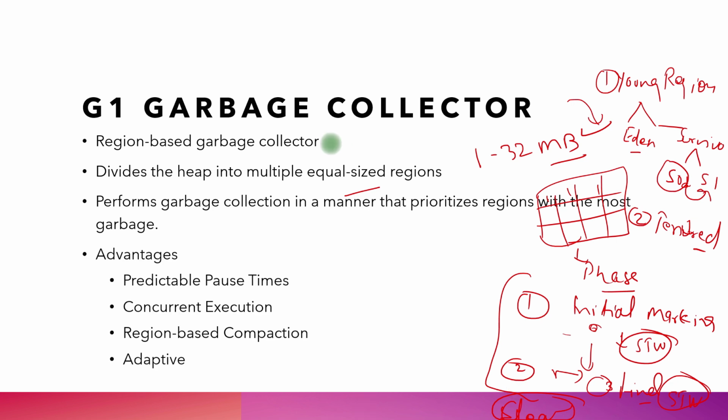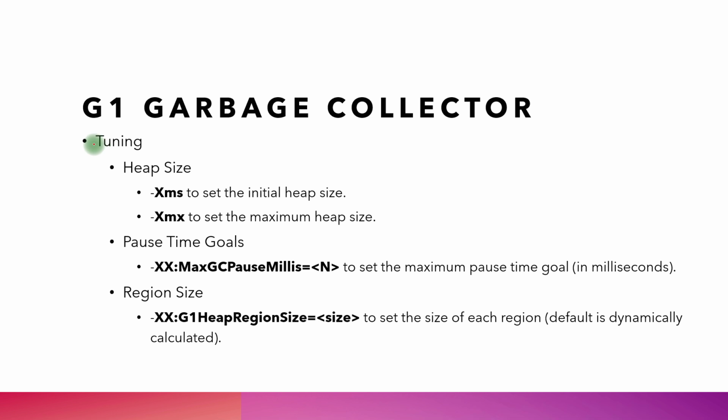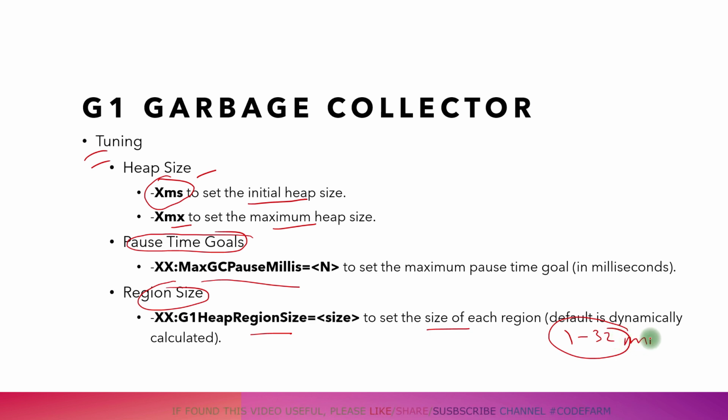So these are the further advantages of this one: predictable pause time, concurrent execution, region-based compaction, and adaptive in size. Further, if we have to tune the G1 garbage collection, these are the command lines that can be run. Xms can be used to set the initial heap size. Xmx can be used to set the maximum heap size, and this is the command to set a custom pause time. This is the region-based heap size that can be set, which by default can be 1 to 32 MB. Okay, so this covers all about the G1 garbage collector.